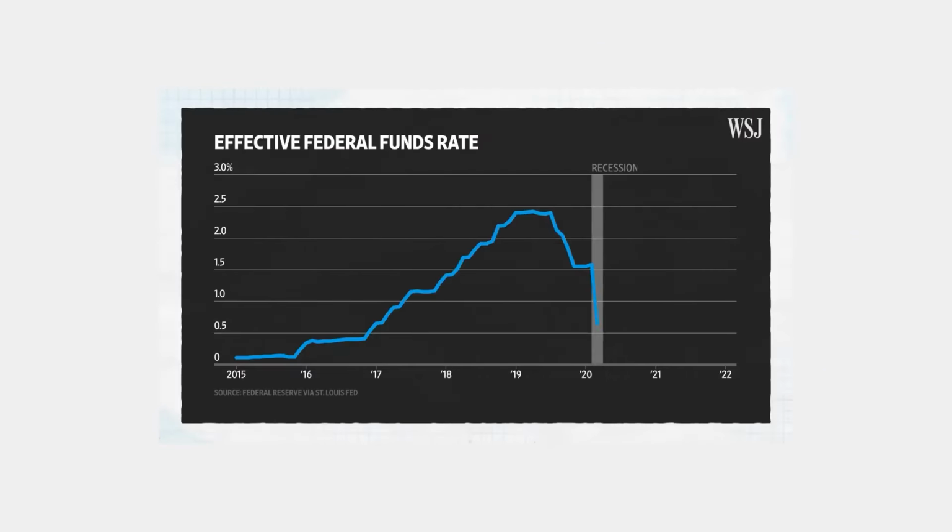The way the central bank does this is by changing what's called the federal funds rate. This is the Fed's main tool for managing the economy. You can see by this chart that the Fed cut the interest rate to almost zero in 2020 to try and boost the economy.